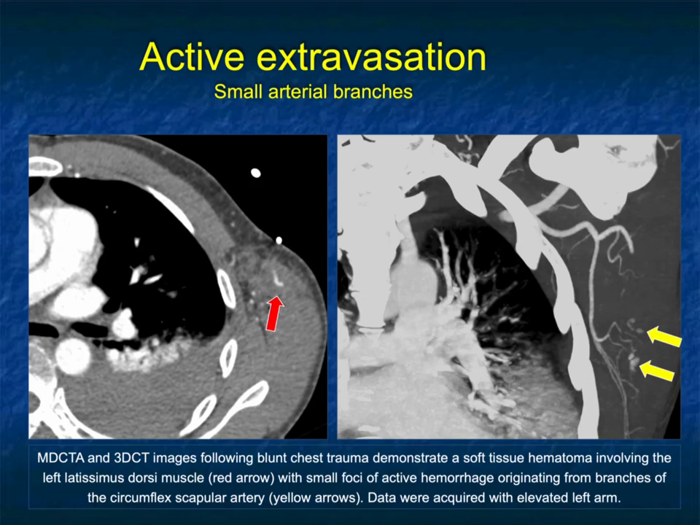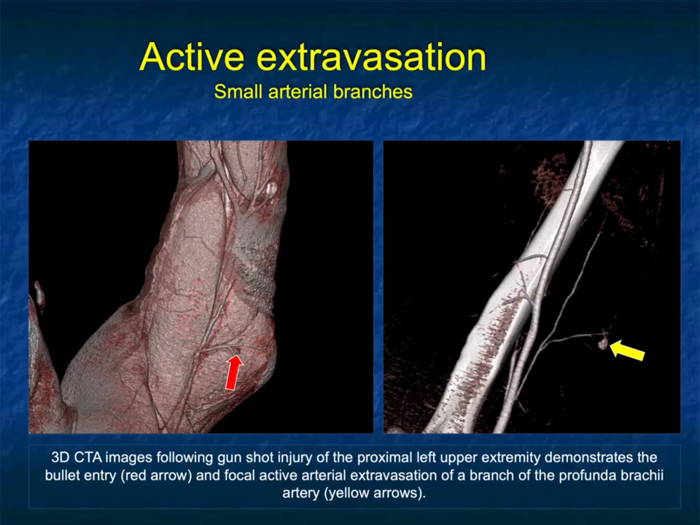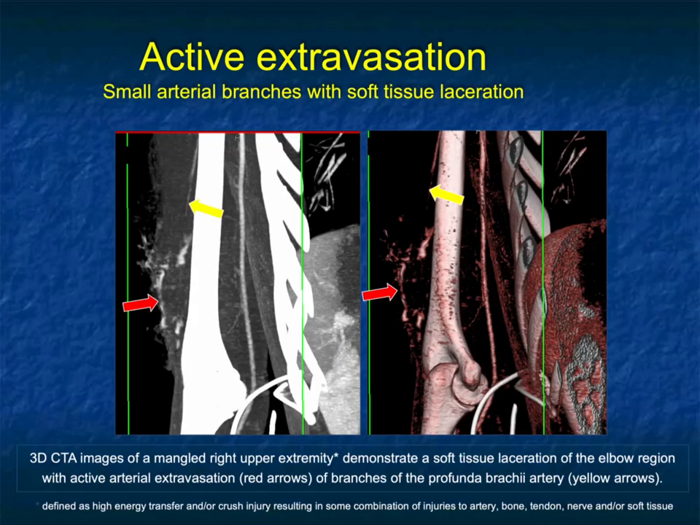So again, we can do well either way. Here's another example of a gunshot wound to the proximal left upper extremity, and you see the bullet entry wound nicely on the volume rendering. You see the soft tissue injury, and you see the focal area of active extravasation from a branch of the profunda brachii artery. Very nicely shown in that image.